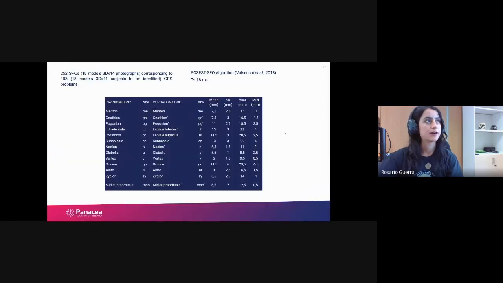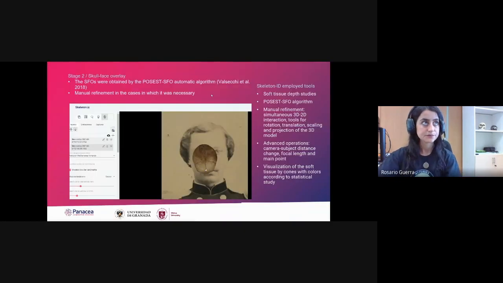And we obtained 252 skull face overlays from the comparison of the 18 models against 14 photographs, which correspond to 198 CFS problems. That is the 18 skulls versus the 11 subjects that were to be identified. And this task was carried out by the post-test skull face overlay algorithm developed by Dr. Andrea Valsecchi, which performs the skull face overlay in less than 18 milliseconds.